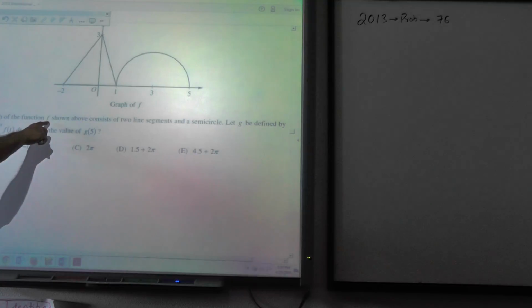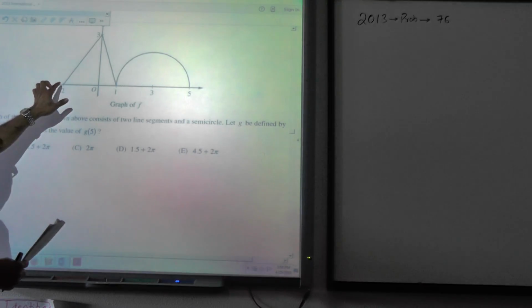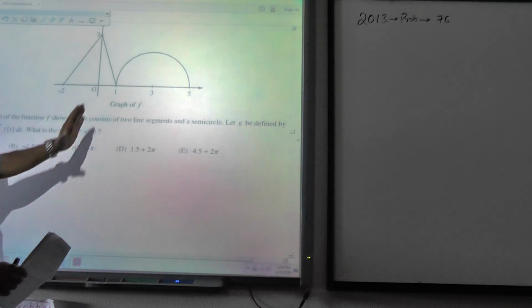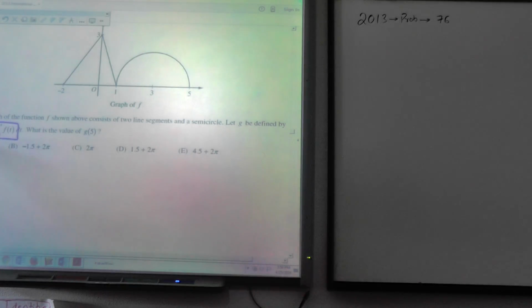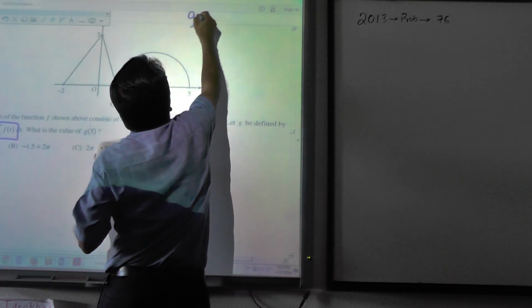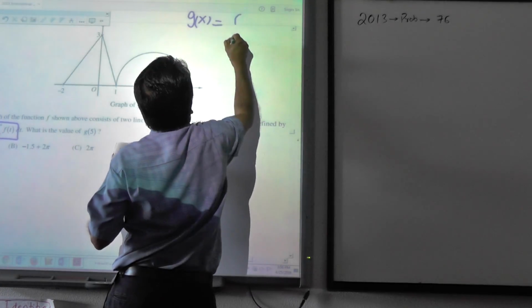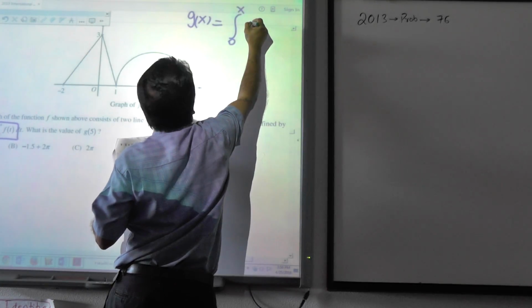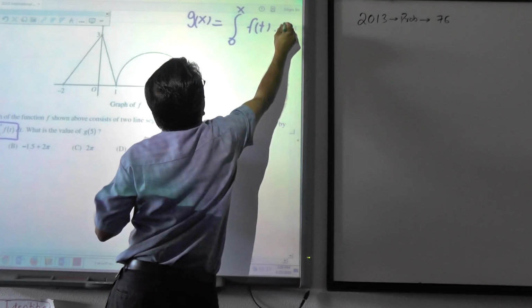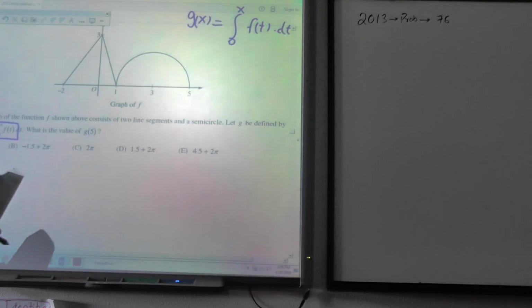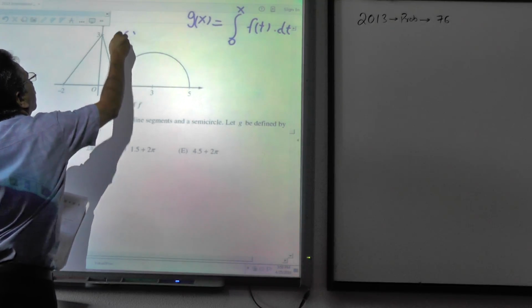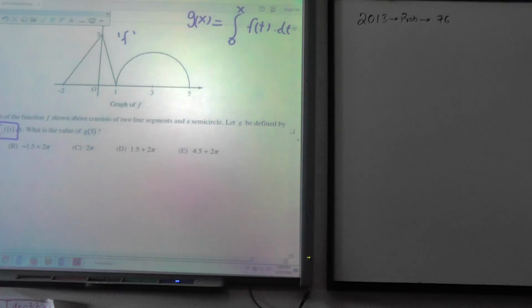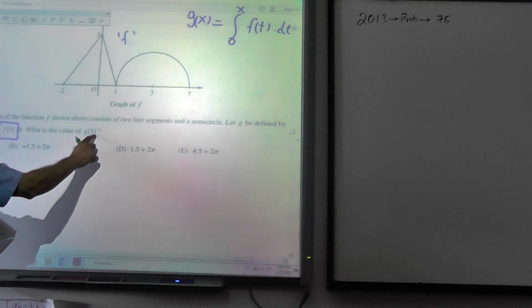The graph of the function f is given, and it consists of two lines and a semicircle. G is defined like this. Look at this g here. G of x is the integral from 0 to x of f of t dt, and this is the graph of f. The question is, what is the value of g of 5?